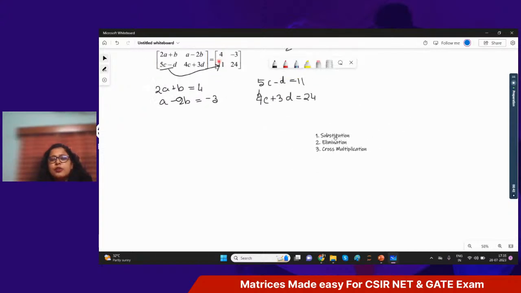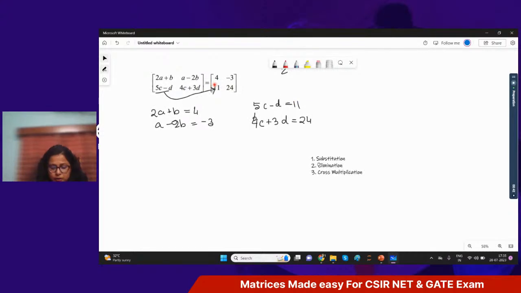Okay, so these are the three procedures that we can follow for now. I will be following the process of elimination because it seems to me very much easier than the other two processes. Okay, so let me use the elimination. So how does this elimination thing work?